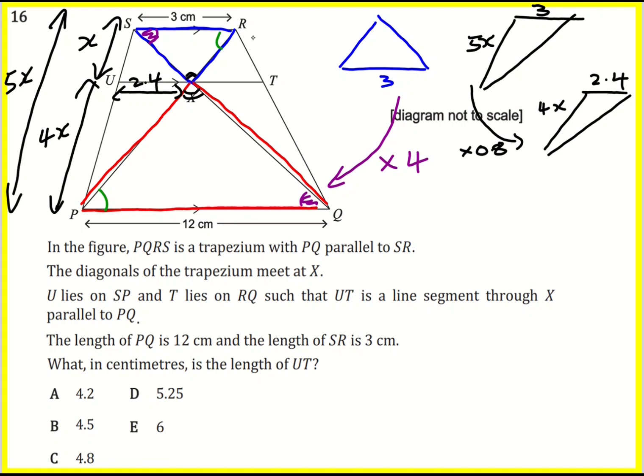Exactly the same argument applies over here with this triangle and this triangle. And it follows that this one here is also 2.4, and therefore the length is going to be 4.8. Nice.